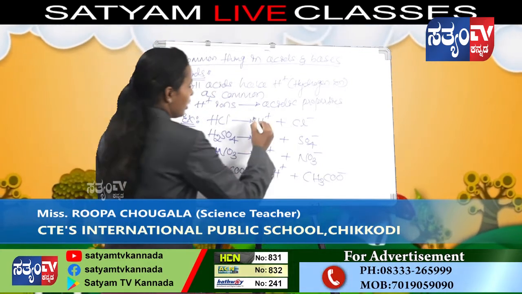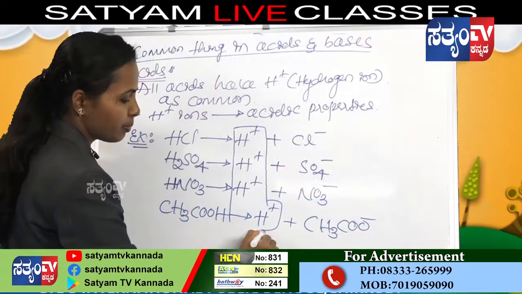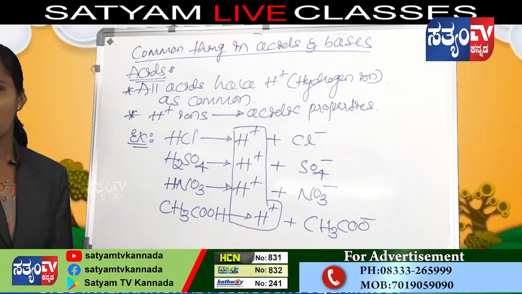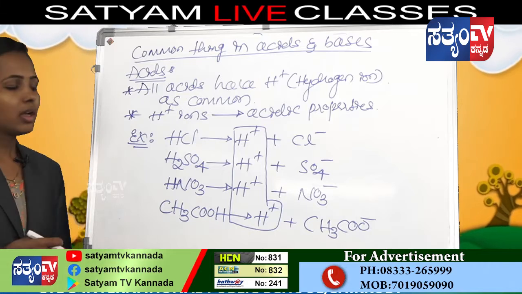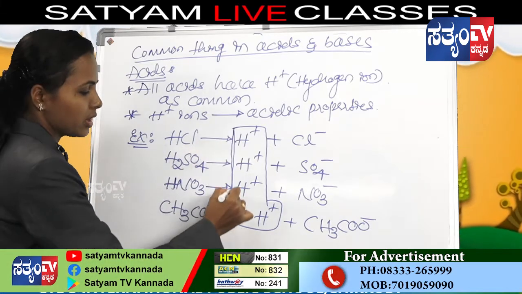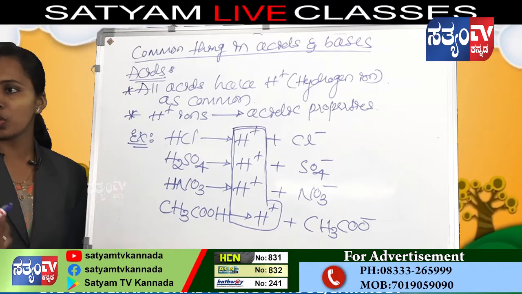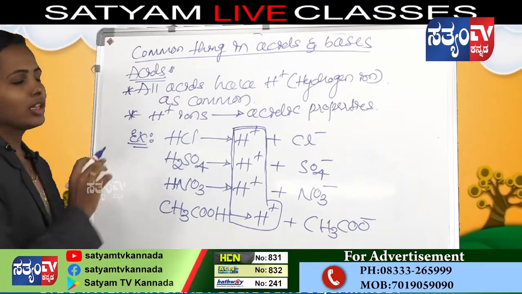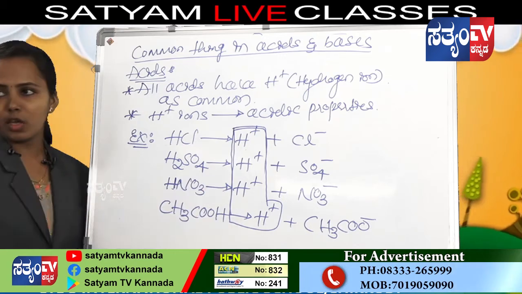All these acids contain H plus ion in common. When these acids are in aqueous solution, they produce H plus ions. That's why the common thing in acids is H plus ions.